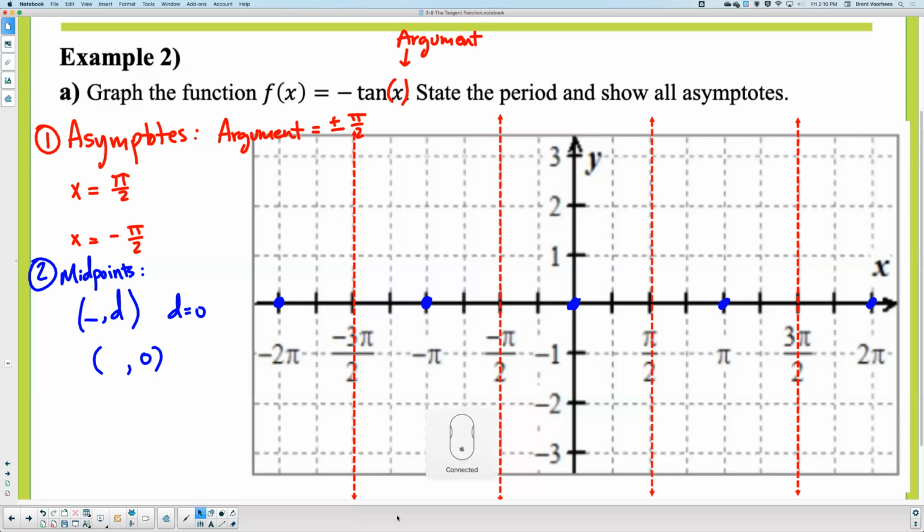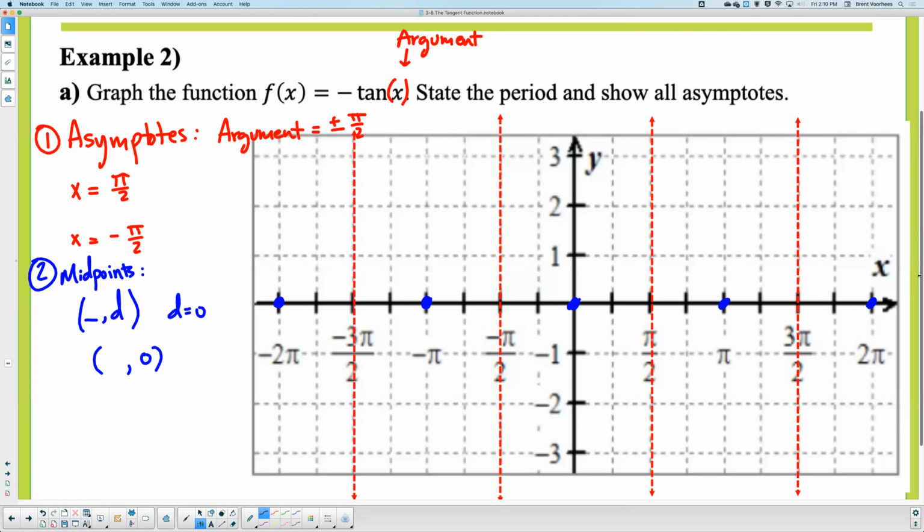So those are just midpoints. Why do I call them midpoints? Ruby, why do you think I call it a midpoint? Just take a wild guess. Why do you think I call it a midpoint? It's in the middle. That's all it is. It's in the middle at a height of d.